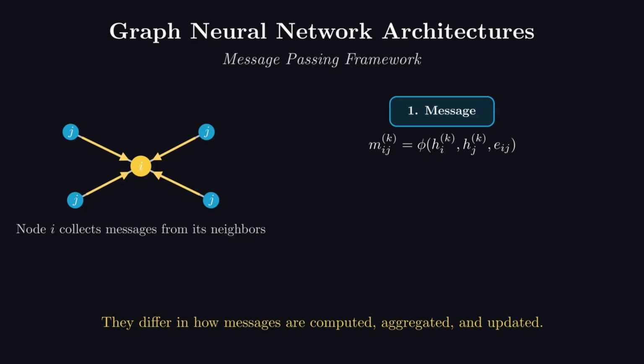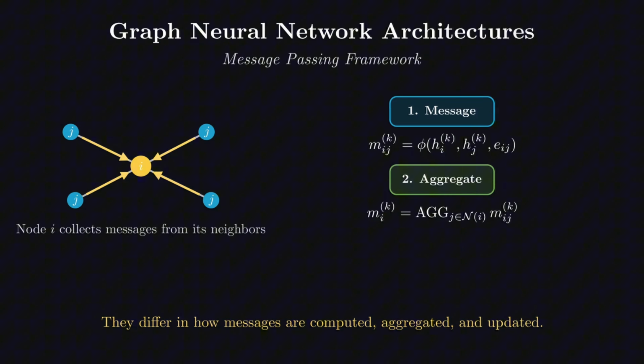This message can depend on the current embedding of node i, the current embedding of node j, and sometimes also edge features, e_ij. The second step is aggregation. Node i receives many messages, one from each neighbor. The aggregation function combines all these messages into one neighborhood summary, m_i. This could be a sum, a mean, a max, an attention-weighted sum, or something more complex.